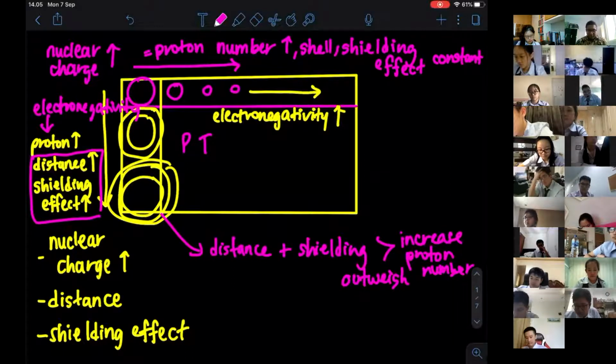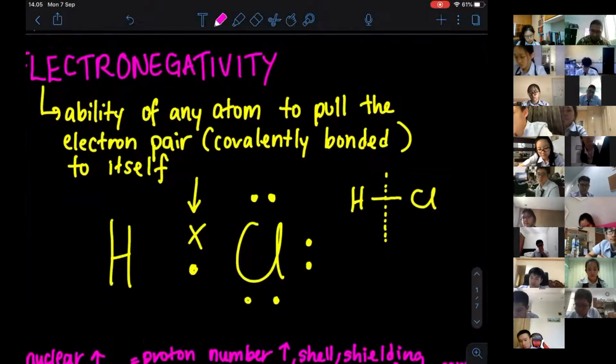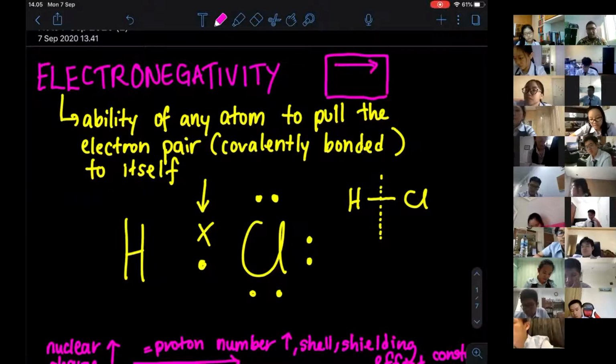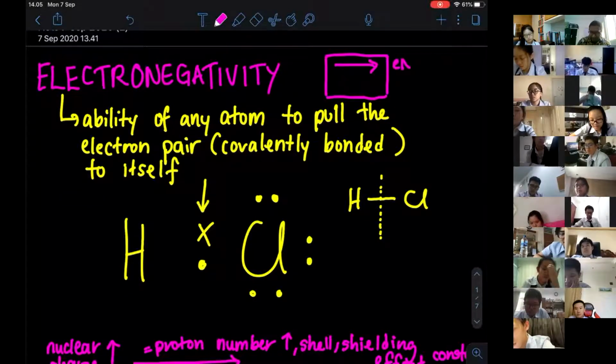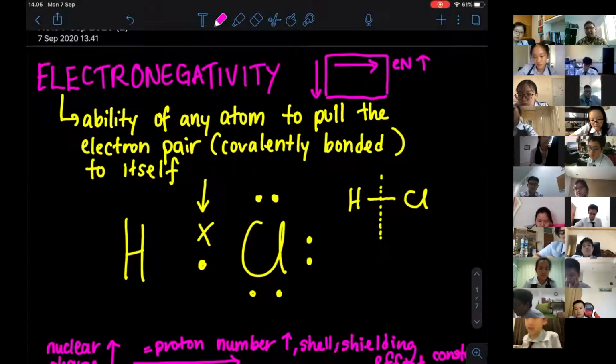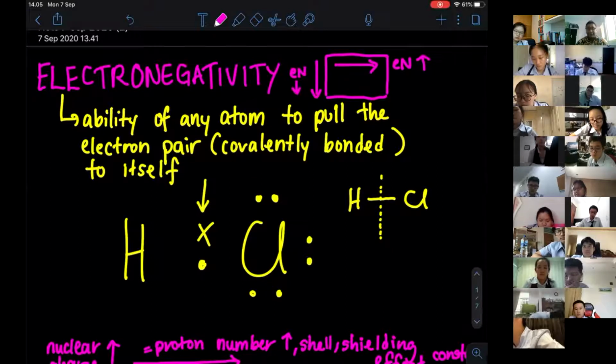So to summarize, how do we summarize this? If we have a periodic table, when I go across the periodic table, I can say that my electronegativity, I just put EN, actually increases. When I go down, because my distance and the shielding effect outweigh the increase in number of protons, my electronegativity is going to decrease.